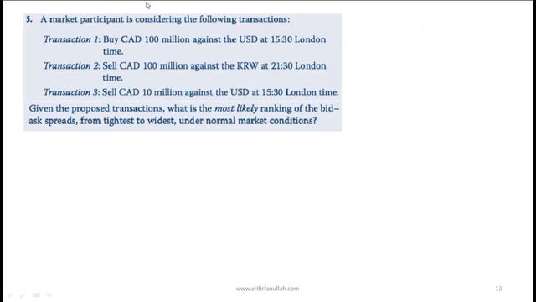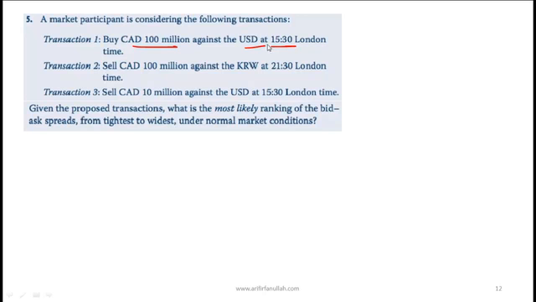And now the last question from example 1. We are given the following transactions. Transaction 1, buy Canadian dollars against the US dollar at 15:30 London time. Now the significance of this time is that this is a time when both the London market and the New York FX market are open, so a lot of trading. So you need to understand your basic time zones to understand when the major markets are open.